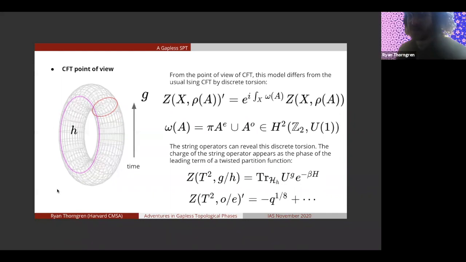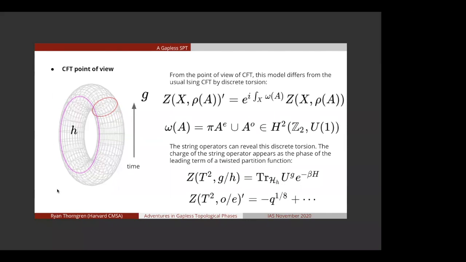Well, this is a c equals half CFT. So the conformal blocks you can look up. They're like the standard Jacobi theta functions with some ratios of them. Okay, cool. But yeah, this series is completely known.